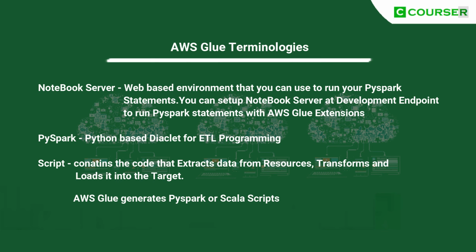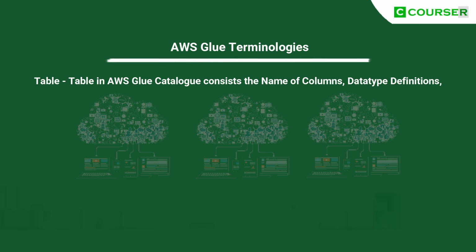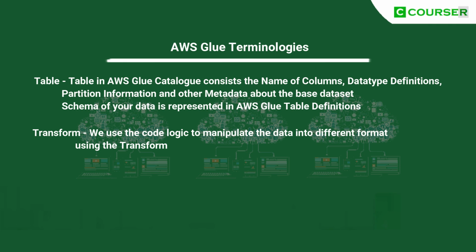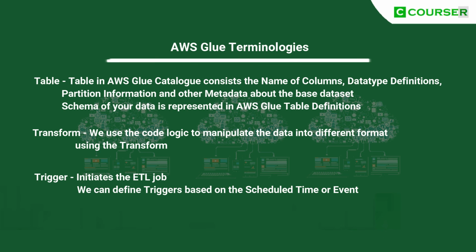AWS Glue also generates PySpark or Scala scripts. The table in the AWS Glue catalog contains the names of columns, data type definitions, partition information, and metadata about the base data set. So it is the schema of your data represented. If you take the transform, you use the code logic to manipulate the data into a different format. And the trigger initiates the ETL job. We can define triggers based on a scheduled time or an event.